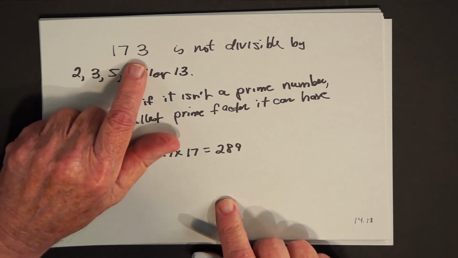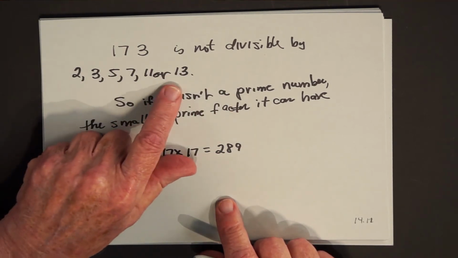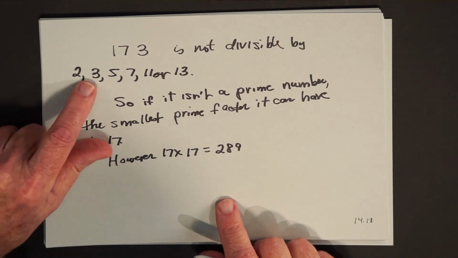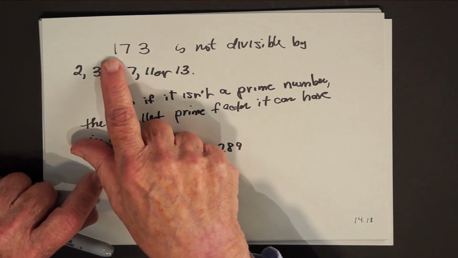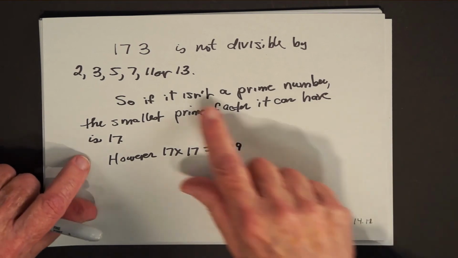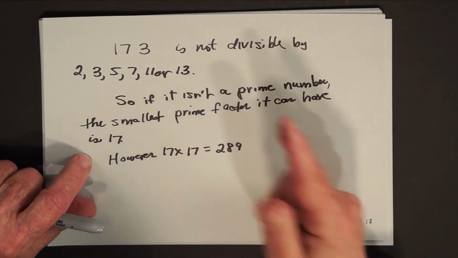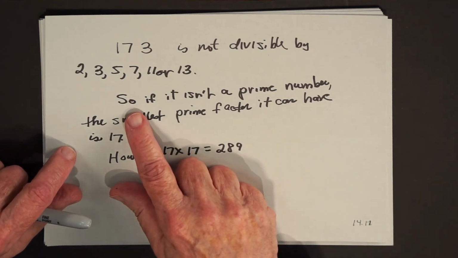Well, let's look at 173. I've already told you, so you didn't have to experiment this way, that it's not divisible by 2, 3, 5, 7, or 13. Now, ordinarily, you could say, my goodness, 173 is so big, I've got to go on further and further and further. This is going to take me forever to see if 173 is a prime number or not. Well, if 173 isn't a prime number, it has to be divisible by a prime number. Because if it has no divisors, how can it possibly be anything but a prime number?